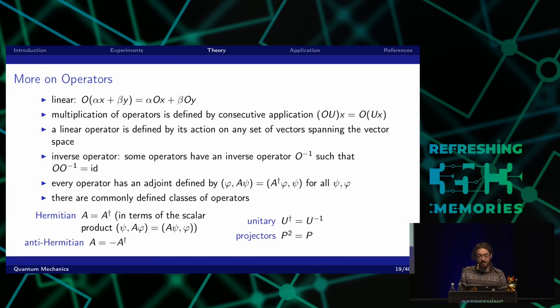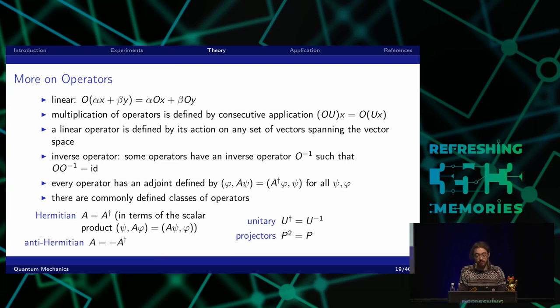There's more on operators, just to make it clear. Linear just means that we can split the argument if it's a linear combination of vectors and apply the operator to the individual vectors occurring. We can define multiplication of operators, and this exactly follows the template laid down by finite dimensional linear algebra. There's nothing new here. And there are inverse operators for some operators, not for all of them, that give the identity operator when multiplied with the original operator.